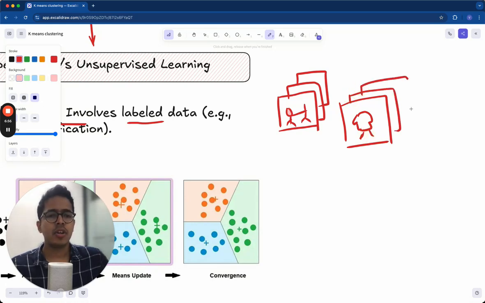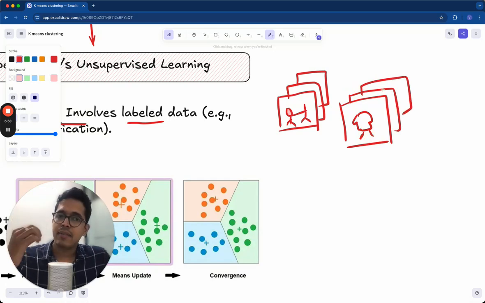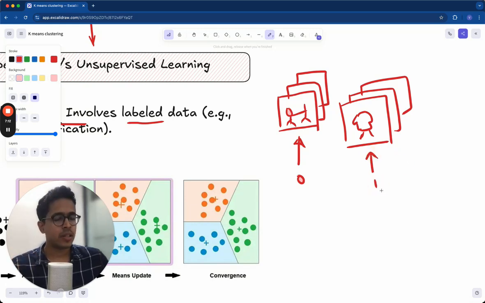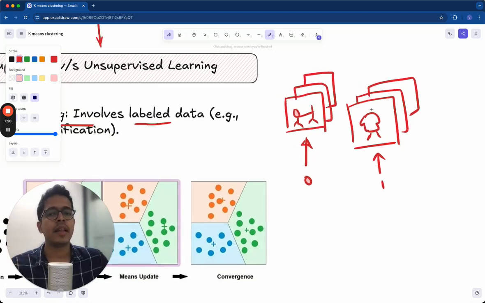And not just that, you will have those images, plus you will also have labels associated with them. All the images in the cat bucket will have a label, let's say 0, and all the images in the dog bucket will have a label, let's say 1. It can be 0, 1, or strings like cat and dog, whatever, but it'll be binary, and every single image will be labeled.